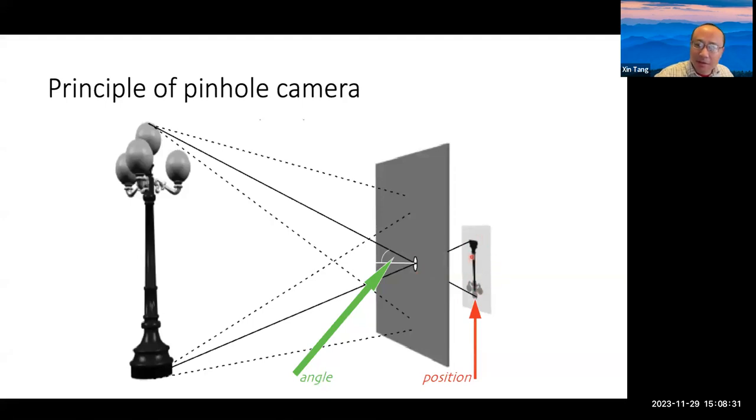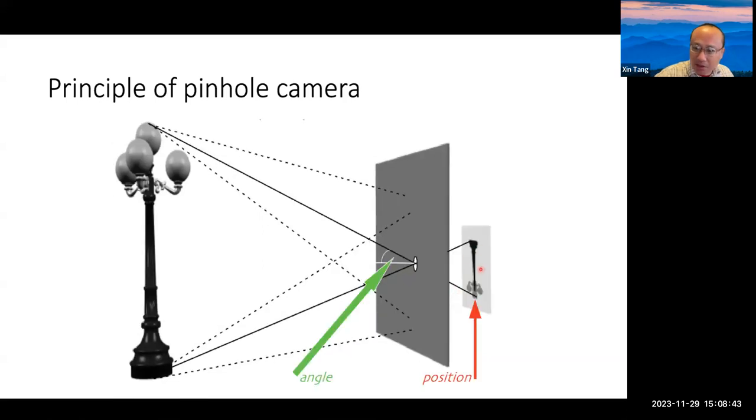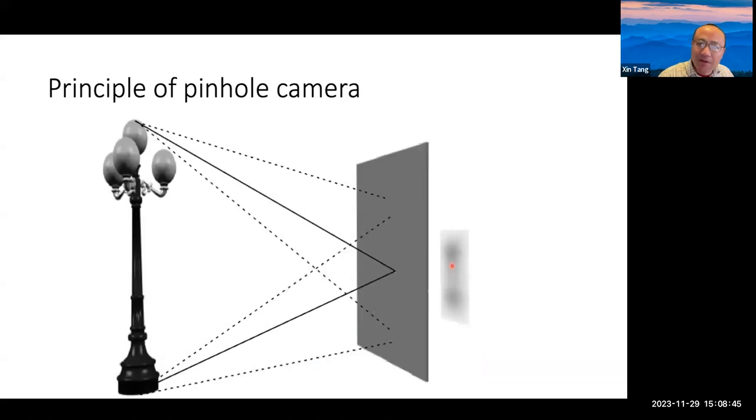So this image becomes dimmer and dimmer. When this pinhole becomes too small, the image should become very, very dim. That is the extrapolation of the idea that light goes along straight lines, like rays, right? So that is the extrapolation.